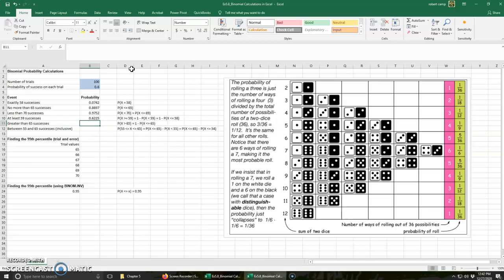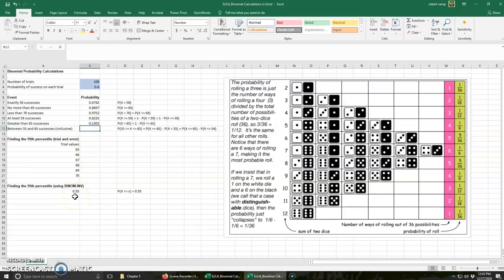Okay, so greater than 65 successes. So this was no more than 65 successes. So we're just going to move that down. And so if this is the chance that it will be less than 65, well, the chance that it'll be greater than 65 will be 100% minus the chance that it'll be less than 65. So there is a 13.03% chance that it will be greater than 65.